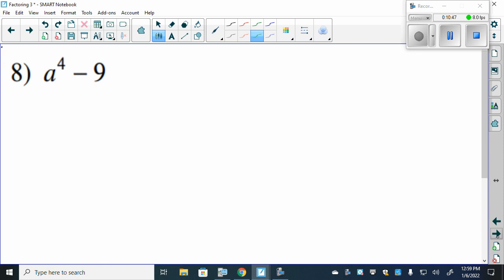Now we do have two things being subtracted, yes? It'd be nice if they were a difference of perfect squares. So is 9 a perfect square? It would be 3.